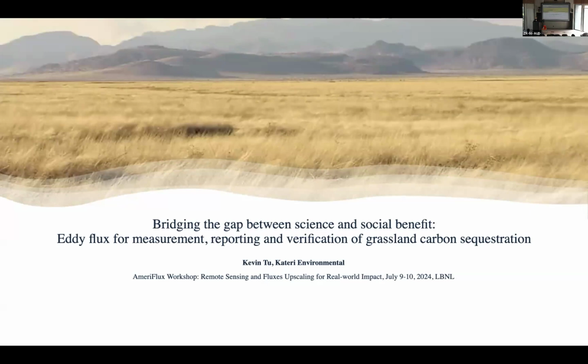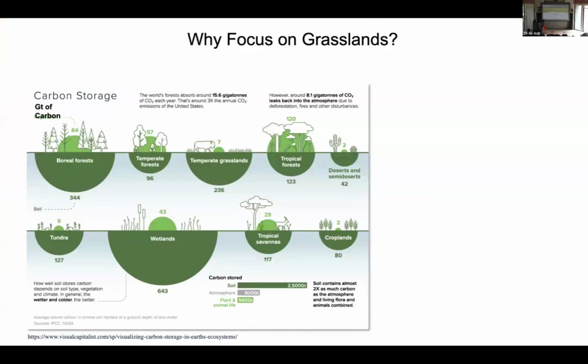Today I'm going to be talking a little bit about some of the work we're trying to do in bridging that gap between research, science, and commercial applications for social benefit, related to using eddy covariance or eddy flux for MRV, or measurement, reporting, and verification, specifically in the grassland carbon space, and using eddy flux for constraining carbon sequestration estimates for that purpose.